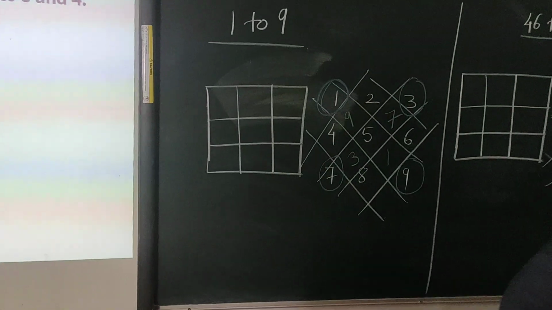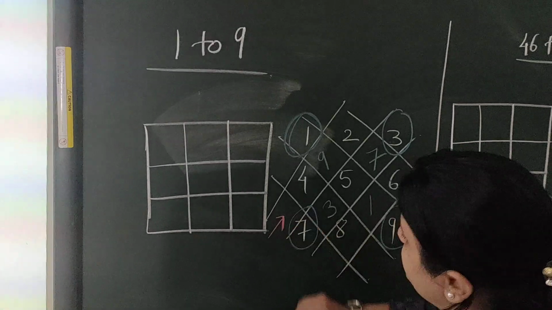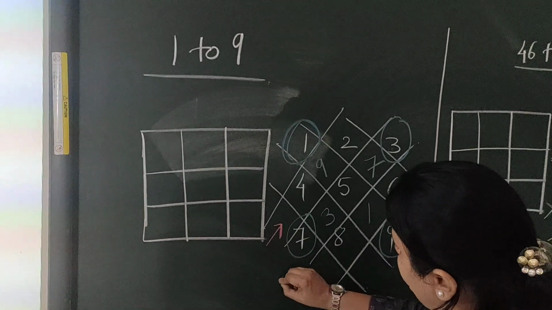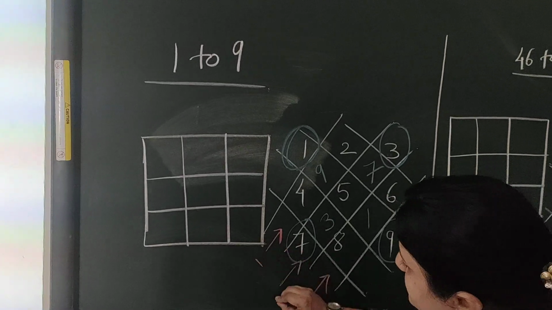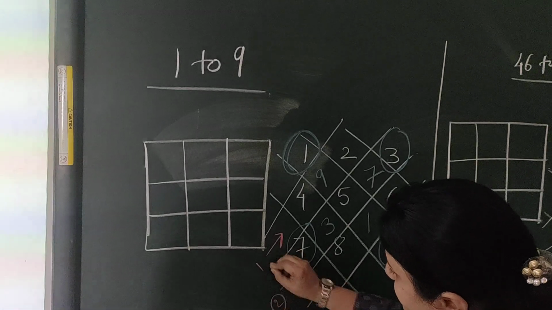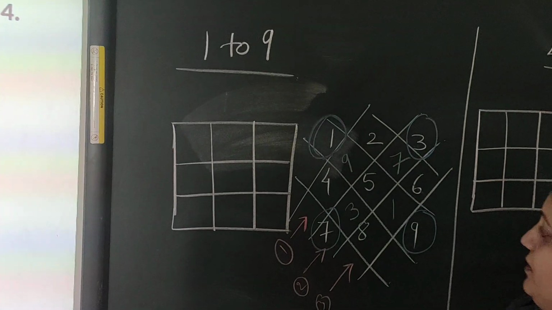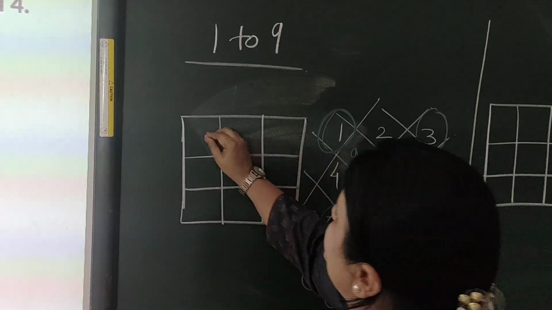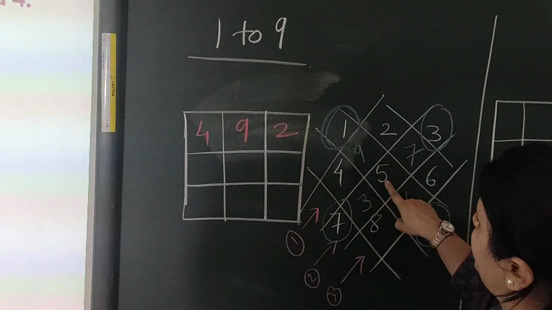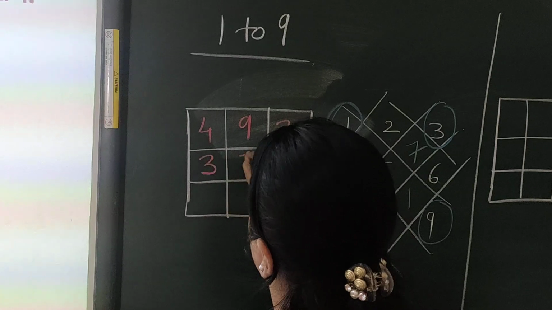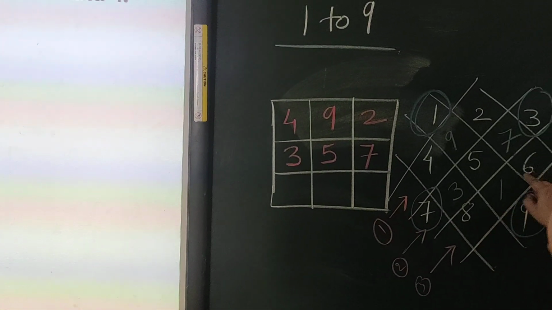Now see here children. After writing, this will be your first row. This will be your second row. And this will be your third row. First, second and third row. Now if you write this here, see here, what is here? 4, 9, 2. Third one is 3, 5, 7 and 8, 1, 6.